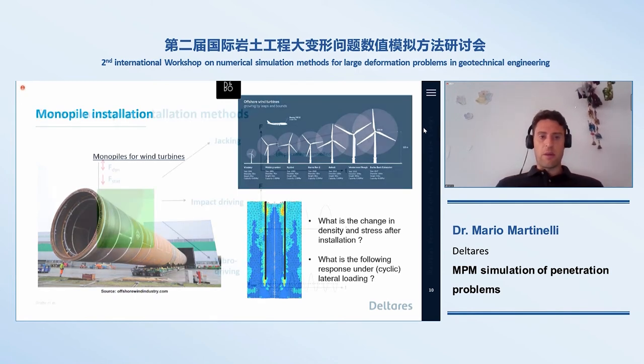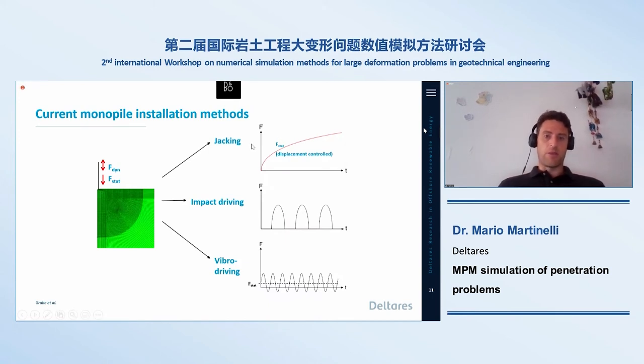And so there are basically three types of installation method: jacking, which is basically you push the pile at a given displacement rate into the soil, or you apply impact forces, and also more recently, you do vibro driving. That means you have dynamic, harmonic oscillations at the pile head, and then you install this pile into the soil. Of course, jacking can be used, but to a certain extent, because for very large piles, jacking is not possible to perform. So therefore, you only have the ability to use impact driving or vibro driving.